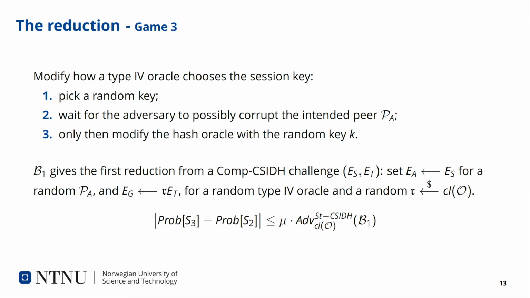Given the computational challenge ES-ET, we set the long-term public key of a random party PA to ES, while we re-randomize ET and embed it in the ephemeral public key of a random type 4 oracle. As a result, we get the following bound, in which we introduce the first tightness loss, which is due to the fact that we have to guess the right oracle. So uncertainty introduces the tightness loss.